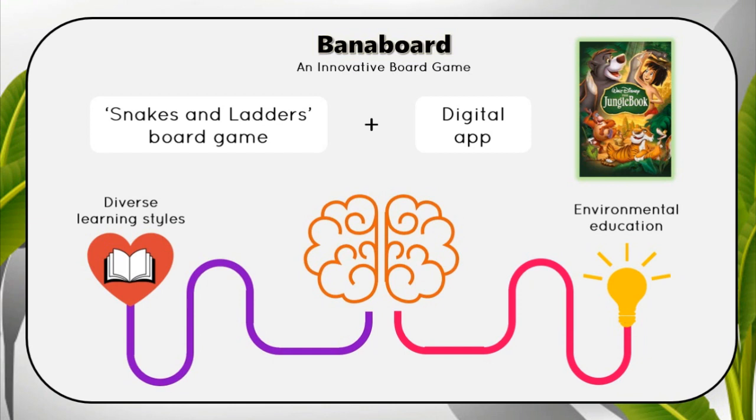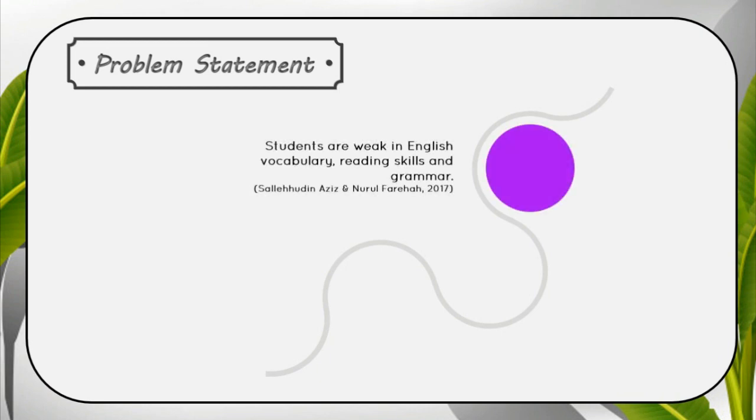of achieving global sustainability. Now let us discuss some of the problems found through observations supported by researchers that led to the development of this innovation. For the first one, students are weak in English vocabulary, reading skills, and grammar. In their research, Salihuddin Aziz and Nurul Fareha found that at least 23% of primary 6 pupils who sat for UPSR failed their English language writing paper in the year 2016.